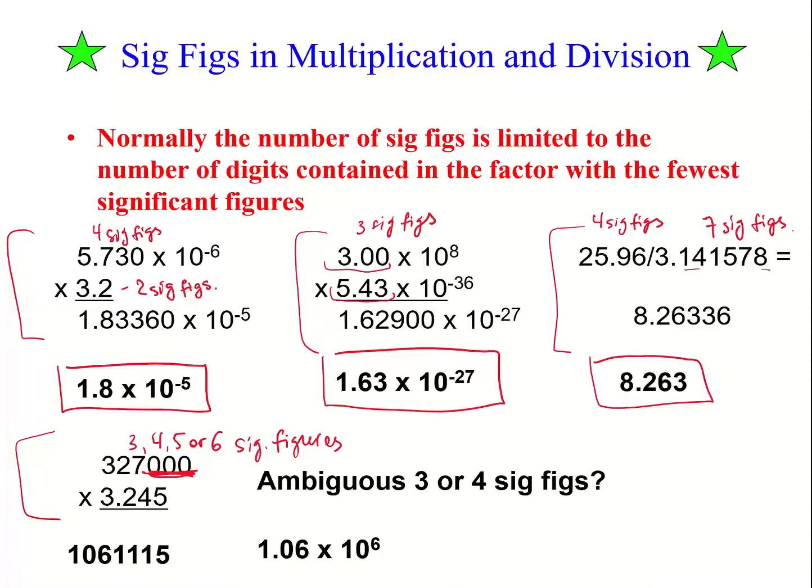Since we don't know anything about this number, we don't know how many sig figs are really in this number, it's not shown in the scientific notation, so we would limit our answer to the minimum number of significant figures. So I would say there are 3 sig figs in this number, and the next number contains 4 sig figs, but again we need to report only 3 since one of the numbers has only 3 sig figs. So we would round our answer and use a scientific notation. So the correct answer would be 1.06 times 10 to the 6.